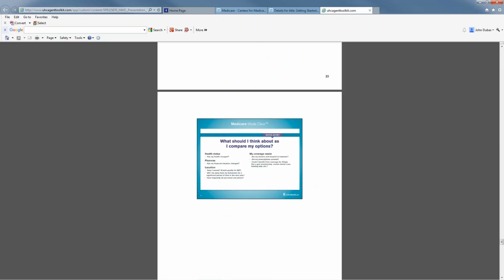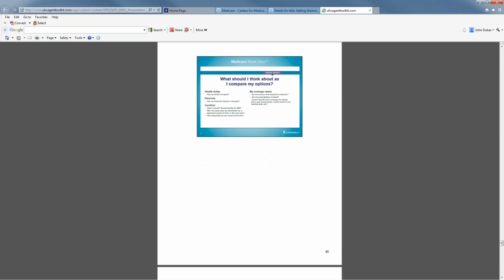When you compare plan options, there are some very valuable questions to ask. Year over year, has your health circumstances changed? Have your finances changed? Did you move? Are you going to travel a lot? Are your doctors and hospitals in the network? Are all your prescriptions covered? Could you benefit from coverages that give you additional help for things like gym memberships, drug help, routine dental care, hearing aids, etc.?